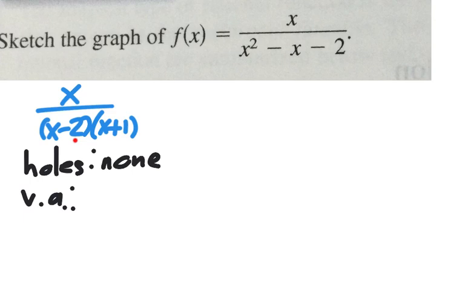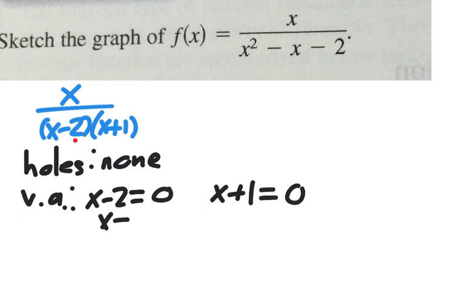My vertical asymptotes are going to happen when the denominator becomes 0. So in this graph, I'm going to have 2 vertical asymptotes, when x minus 2 is 0 and when x plus 1 is 0. So at x equals 2, I have a vertical asymptote. At x equals negative 1, I have a vertical asymptote.